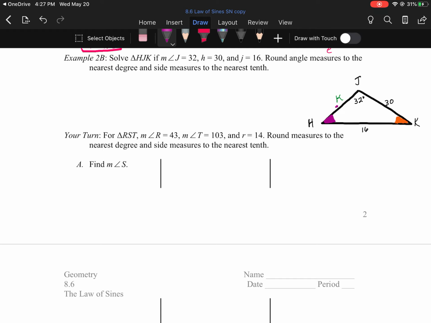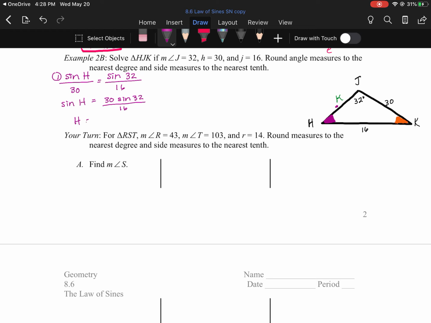I don't have a lot of room here, so bear with me. So if I do the sine of H, that's going to be over 30, and that will equal, now I have to use angle J and side J, so the sine of 32 over 16. Going to go ahead, cross multiply, and divide all at once. So I get the sine of H equals 30 times the sine of 32 divided by 16.